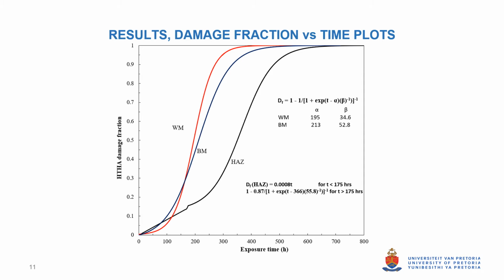This principle was applied to the HTHA strain time curves developed for the carbon half-moly weld zones. The result normalizes the three weld zone damage results and allows direct comparison of the three zones of the weldment. The resulting sigmoidal equation is also now simplified, with only two constants, alpha and beta, required to describe the behavior.